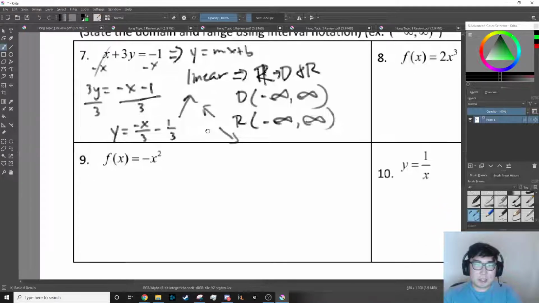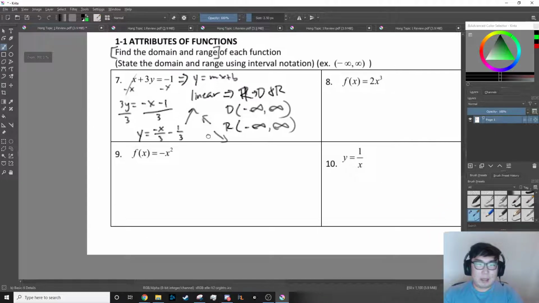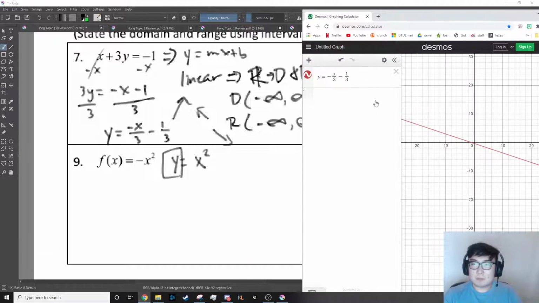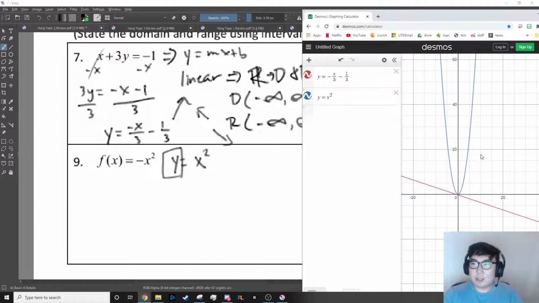But let's look at this one right here. F of x is equal to negative x squared. So this is already in like my parent function, which is y equals x squared. So this is already true. I can put this in my calculator because my y is alone. So if I put it into Desmos, y equals x squared. It's the blue graph, which is pretty much showing above.